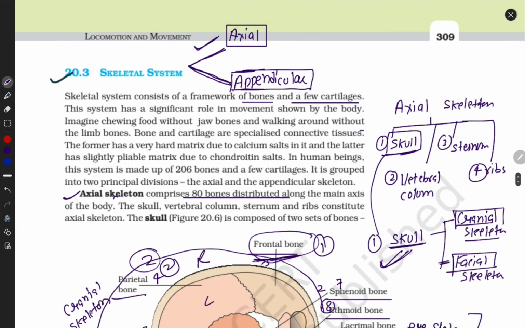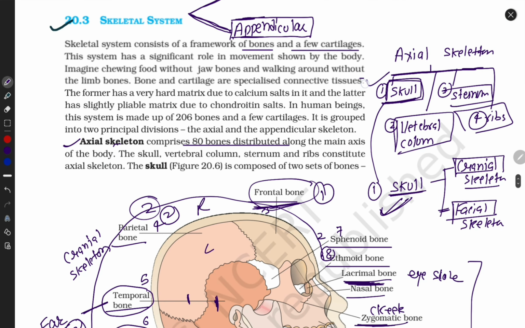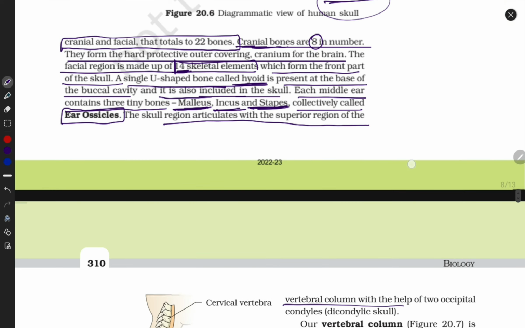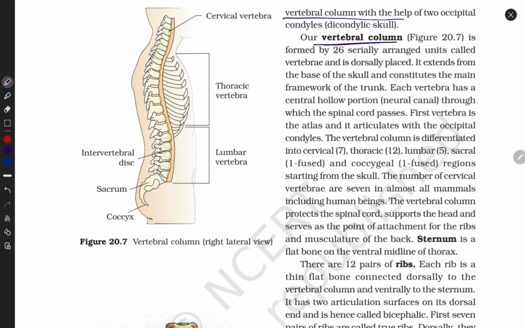Our axial skeleton is divided into four parts. First is the skull, second is the vertebral column, third is the sternum and fourth is the ribs. We complete the skull. Now let's switch to the vertebral column. Look here, this is our vertebral column. It is made up of a total of 26 series. How? Let's count.